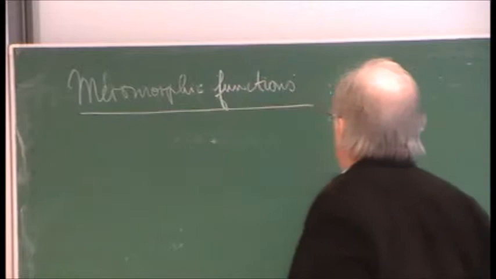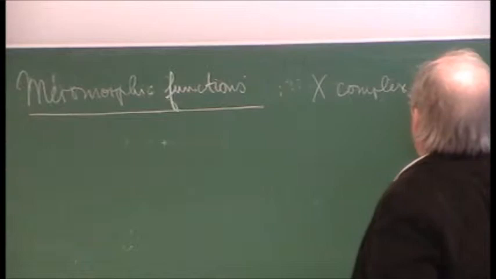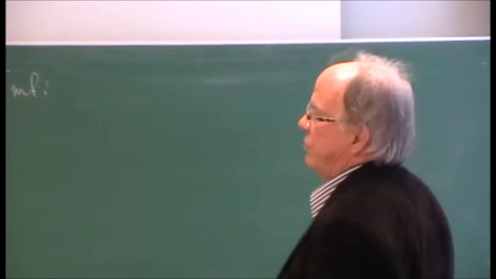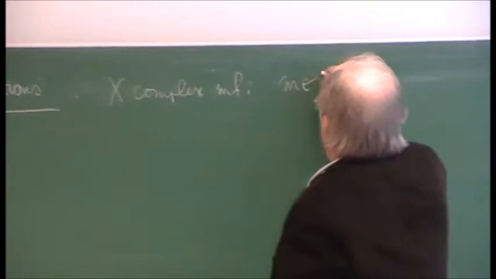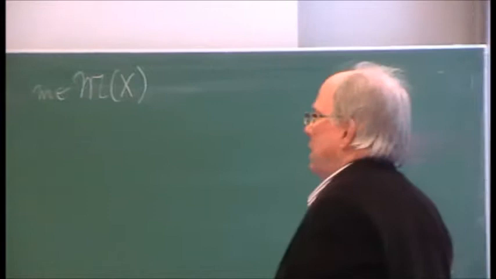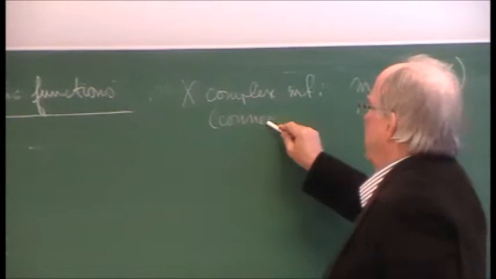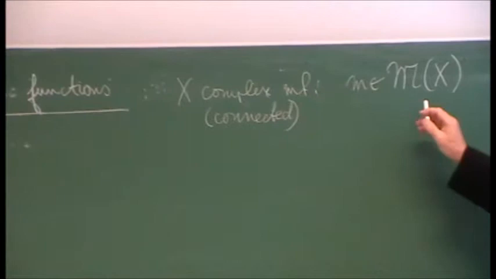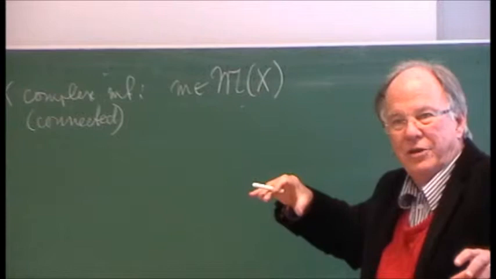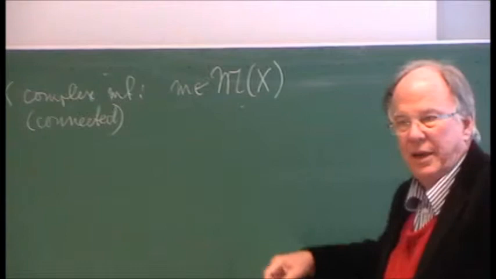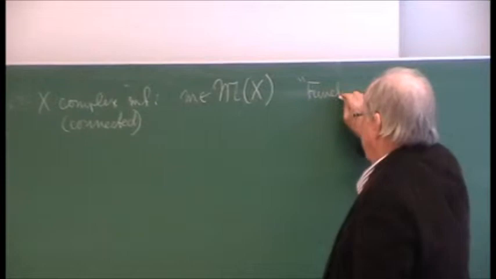In general, if X is a complex manifold, that means a real manifold where the charts have values in Cn and the change of variables is holomorphic. Then a meromorphic function, and we'll use the notation M of X, is a space of meromorphic functions. Let's take it to be connected, which makes life a little easier, because then this is a field, called the function field of the manifold X. If it's not connected, you have divisors of zero: you could have zero on this component, one on this component, and it's crazy. So take it to be connected, and then it's really a field.